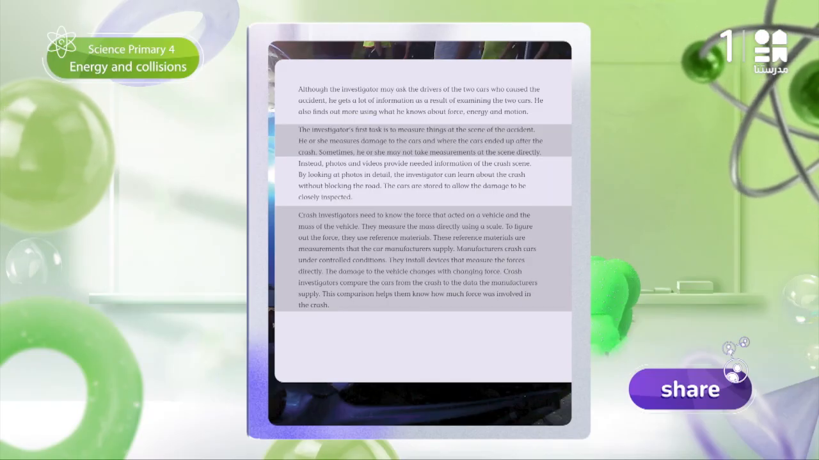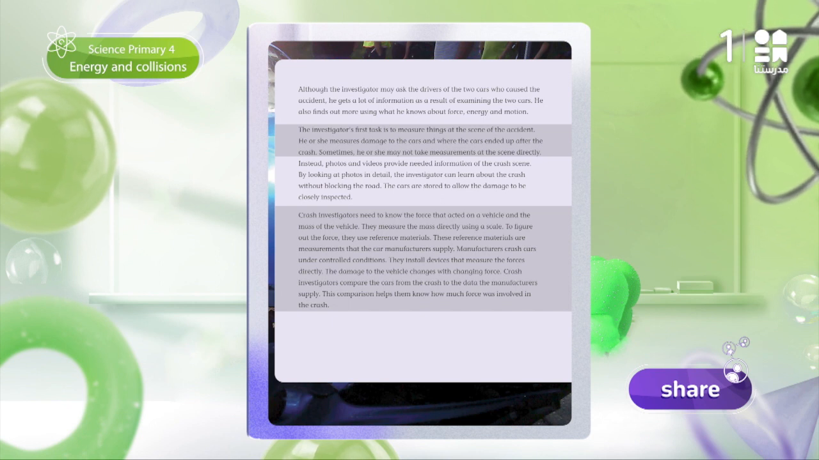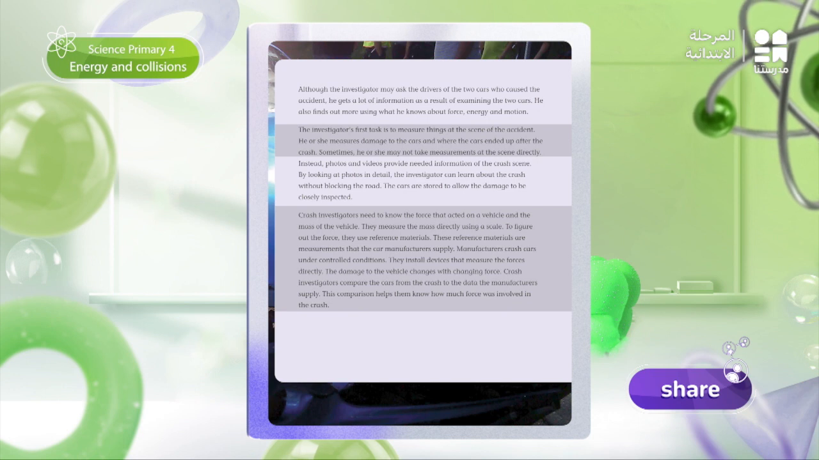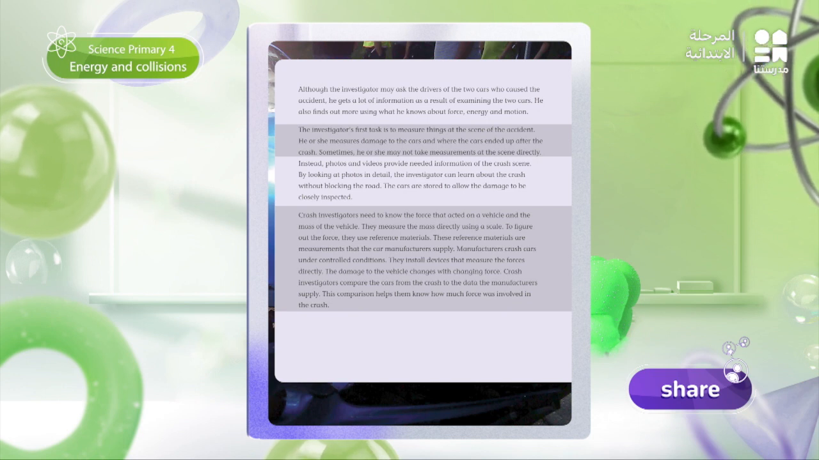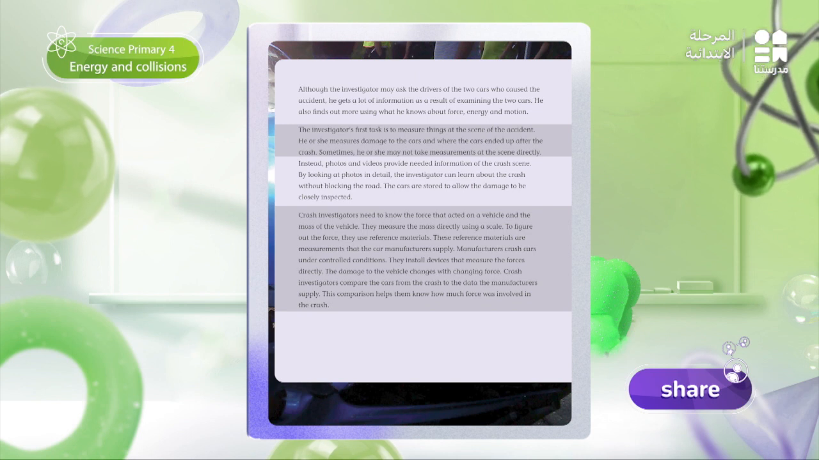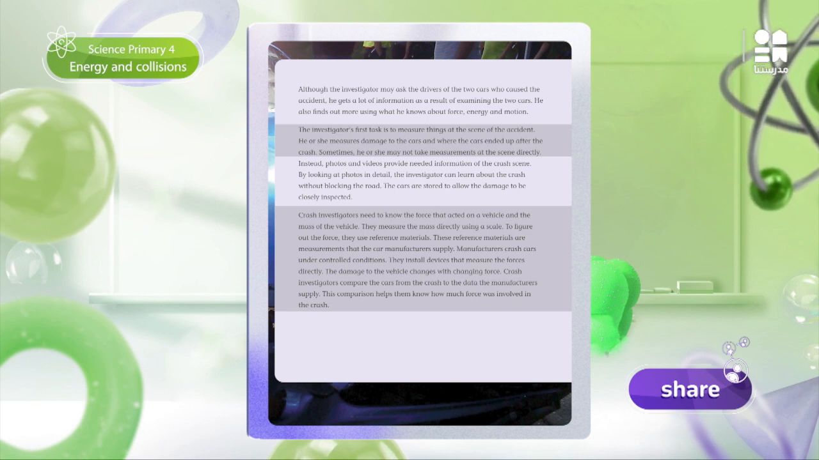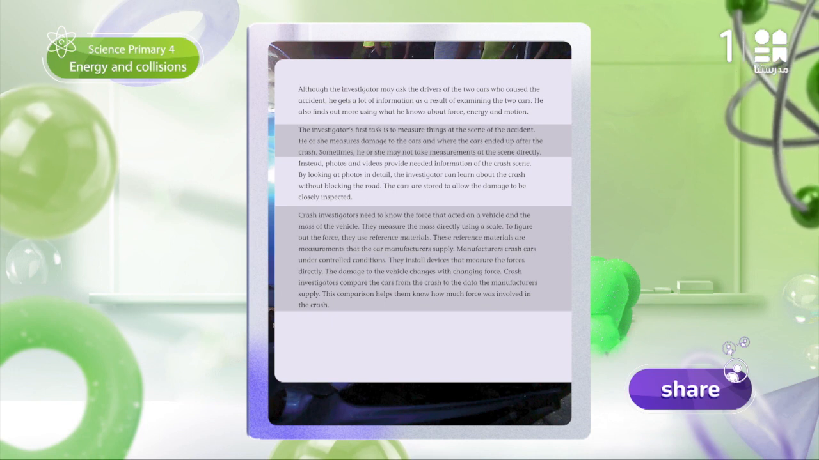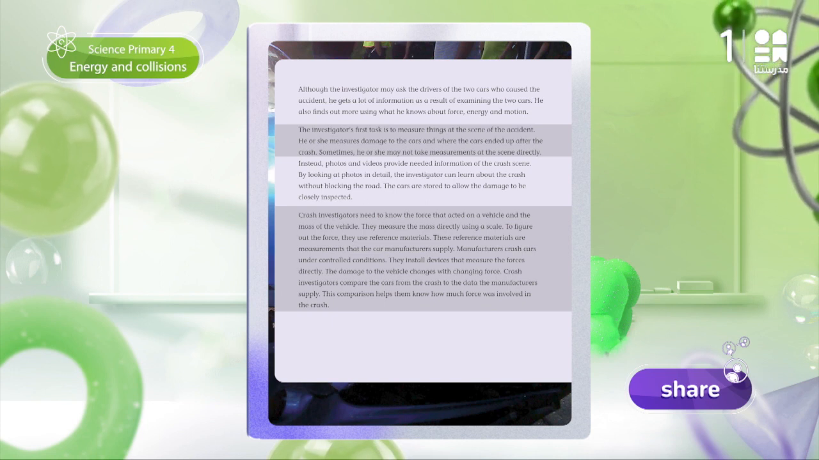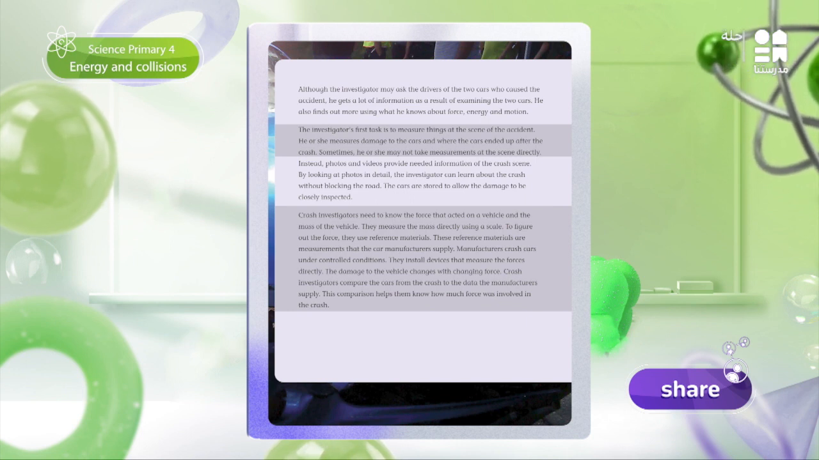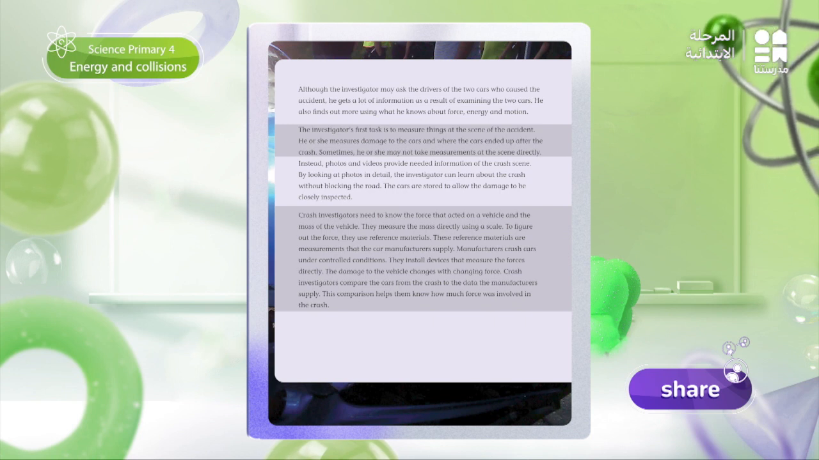So we can summarize the data and measurements the crash investigator collects in 3 main points. First, measuring the damage that happened to the cars and where the car ended after the crash. Second, they measure the mass of the car by a scale. Third, measuring the force using the reference material of the manufacturer.